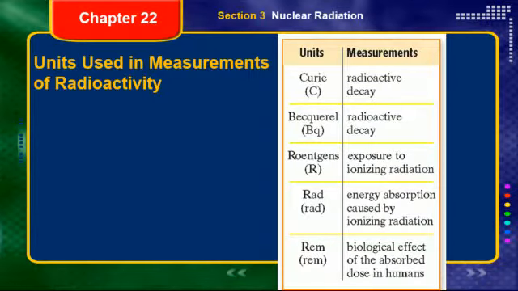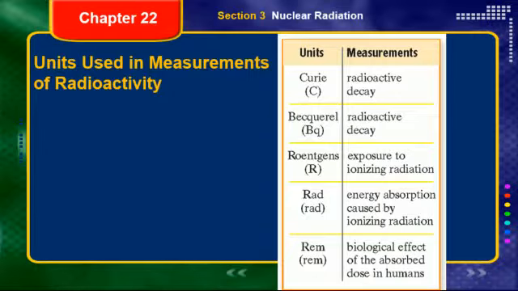We have another table here. These are the 5 generally accepted units that are used in measurements of radioactivity. When you use these different units, you're going to be measuring something different, something unique each time. We have radioactive decay, and radioactive decay again. Those are different scales. One is very much larger than the other, and one is smaller.